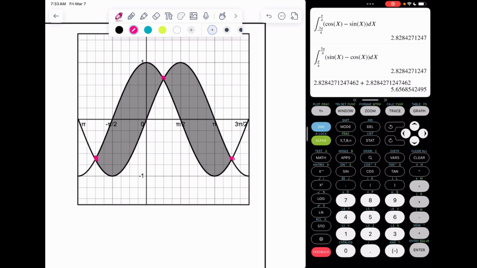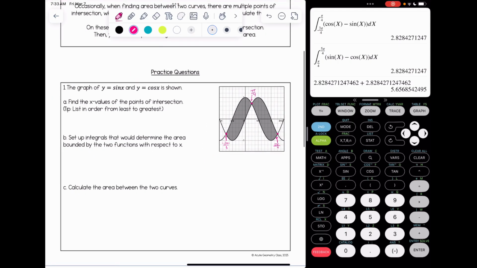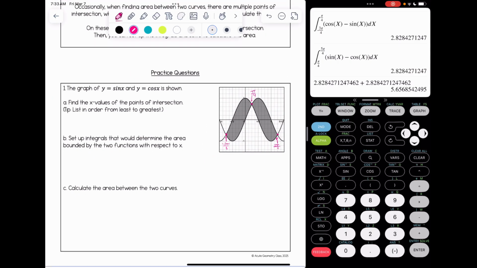We could either read the graph and determine those values, or we could set these functions equal to each other and solve algebraically, or solve on our calculator, putting them in y equals. But I can see that this first intersection is at -3 pi over 4. This top intersection over here is at pi over 4, and this last one over here is at 5 pi over 4. So if I zoom out a bit, that's really what part A is asking us. We want to list the x values of the points of intersection. So that's -3 pi over 4, pi over 4, and 5 pi over 4.